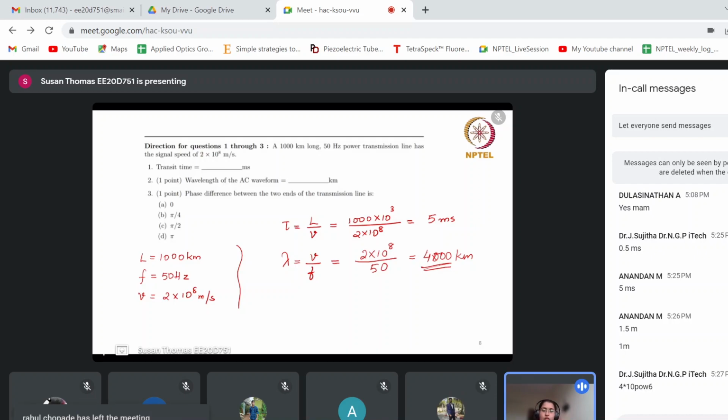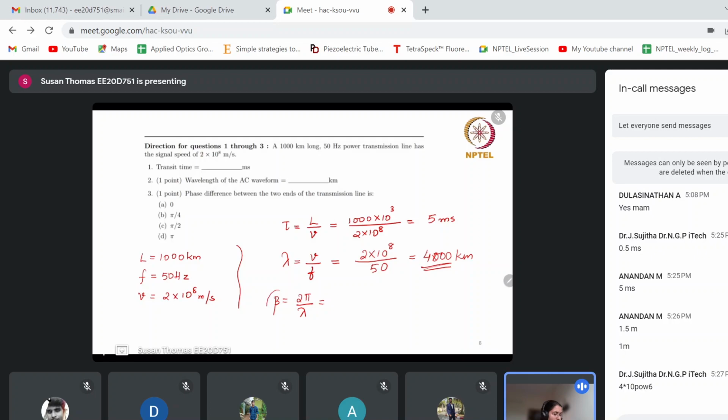Okay. So let's go ahead to the third part. In the third part, the phase difference between the two ends of the transmission line. To find this, we need to see that beta is equal to 2 pi by lambda.